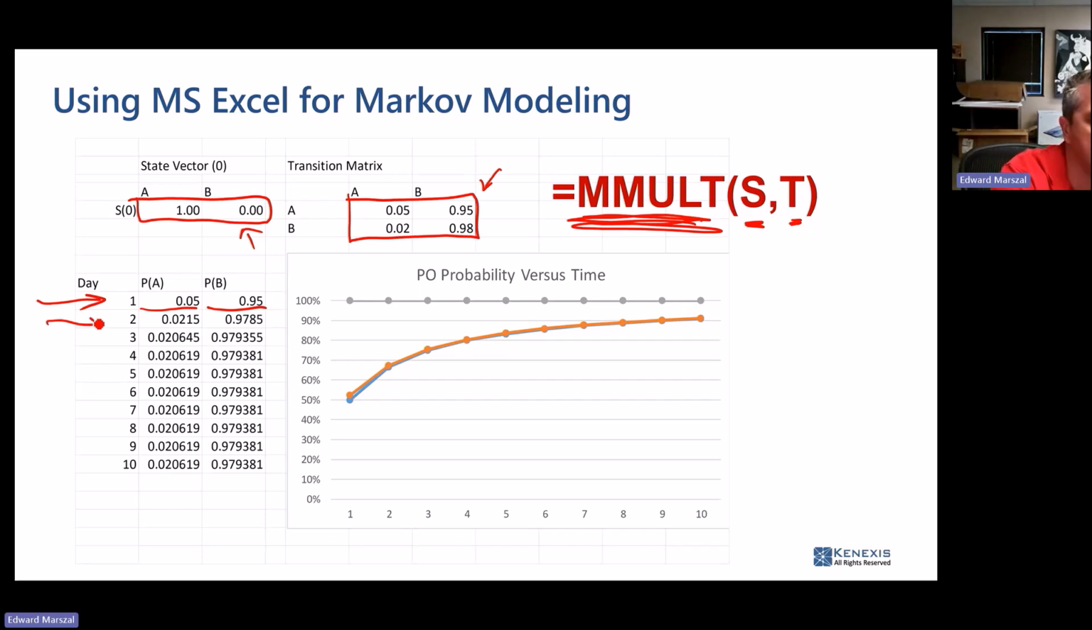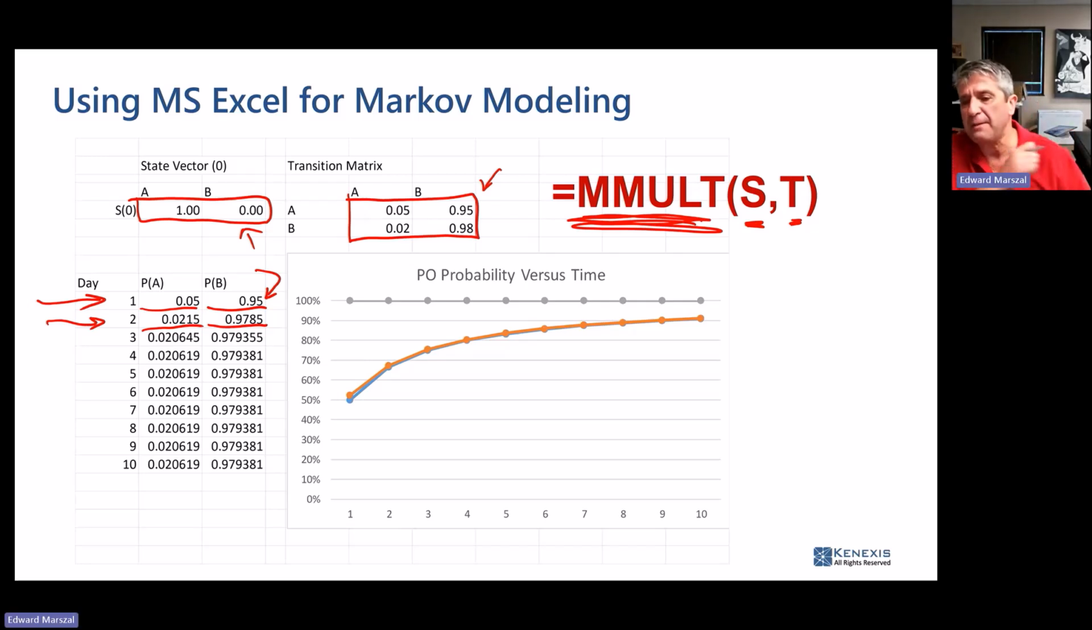Day 2, you're going to start with the state vector for time step 1, multiply by the same transition matrix, and lo and behold, we're getting the same numbers as when we did the math by hand. And we were able to do the math by hand because we only had 2 states.